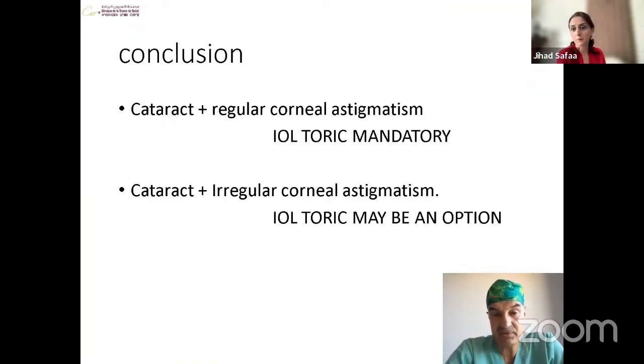My take-home message is that the toric IOL is mandatory in cataract surgery if the astigmatism is regular, stable, and up to 1.5. In case of irregular corneal astigmatism, it should be an option, and we have to do very good tomography to assess which part is regular and which is irregular.